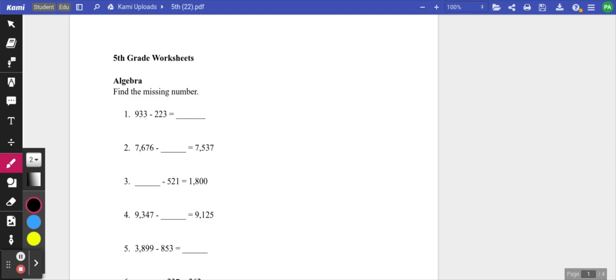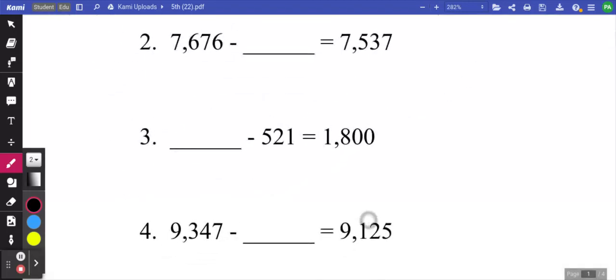Hey guys, to begin today's 5th grade worksheets, we will be starting off with algebra. For this one, I will be doing example 3 since it's a bit different than 1 and 2, because normally you would subtract, but for number 3, it is a bit different.